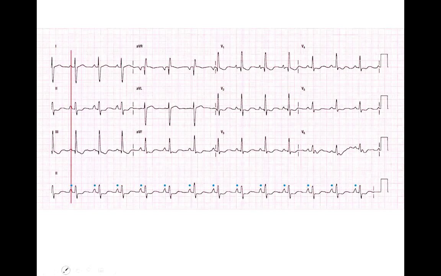I want you to look at those blue dots on the screen. Those are marking P waves. So each of those blue dots represents a new ECG complex. Now right next to the blue dot is this QRS complex, and the little bump that we see here, that's our T wave. Here's our P, QRS, and T wave. Very similar to what we've seen already.